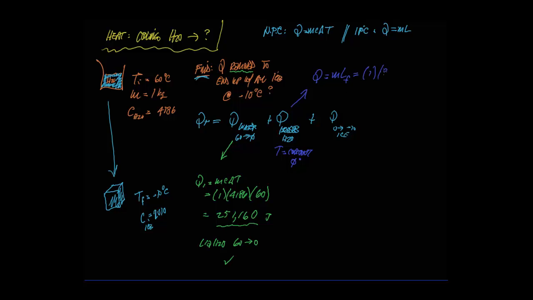That's going to be 1 times, it's about 330,000 ballpark, not exactly, but close enough for what we're doing. 330,000 joules. Alright, so that's how much it takes to do part 2. If we remove 251,160, we end up at the freezing point. And if we remove another 330,000, we've taken the liquid completely to ice.